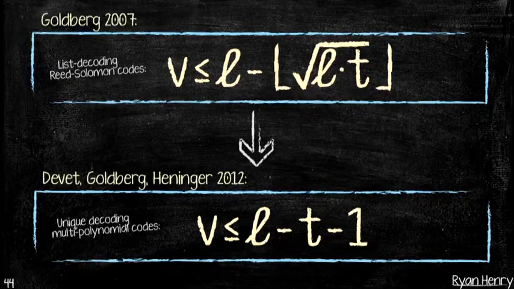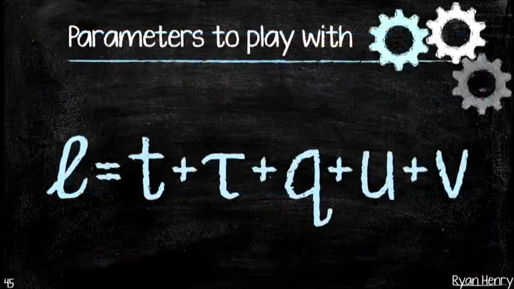So the observation is, if you were happy with T and L and V back here, then there's some wiggle room. We can change the degrees of polynomials, have the same level of robustness, same level of privacy, and maybe use some of that extra space to get better throughput. So we end up with a set of parameters that we can play with.